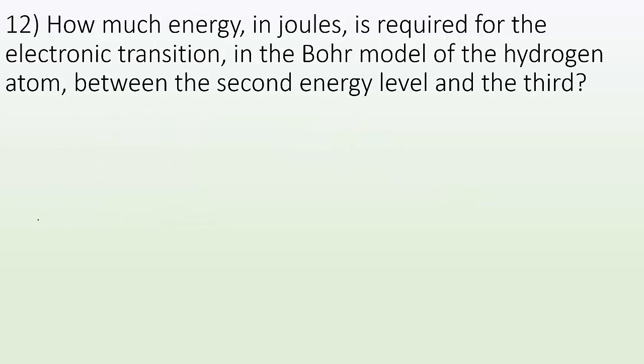All right, 12. How much energy in joules is required for the electronic transition in the Bohr model of the hydrogen atom between the second energy level and the third energy level? Well, the way that happens is we're going to have to take a look at a couple of equations. We got 1 over the wavelength has to equal this Rydberg constant times 1 over the final energy level squared minus 1 over the initial energy level squared.